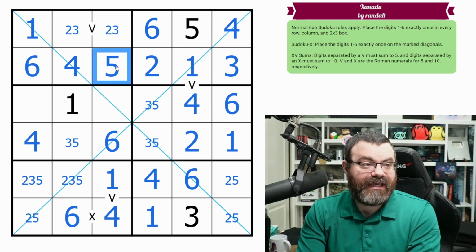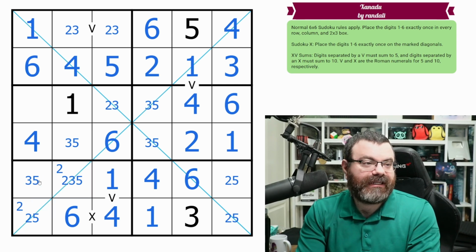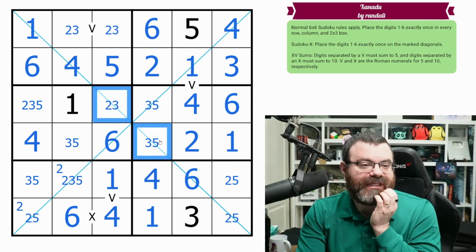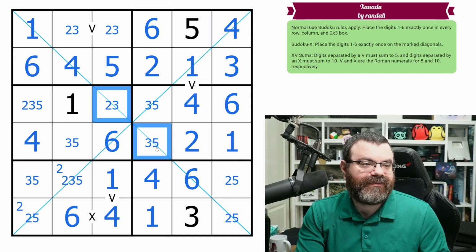2, 3, 5 can't be the 5. This is 2, 3. Okay, so this diagonal needs a 2. It's going to end up in one of these two cells, meaning this can't be a 2. This is 2, 3, 5. Okay, what am I missing? Probably something with the diagonal. 1, 4, and 6. 1, 4, 6. So 2, 3, 5 is left.